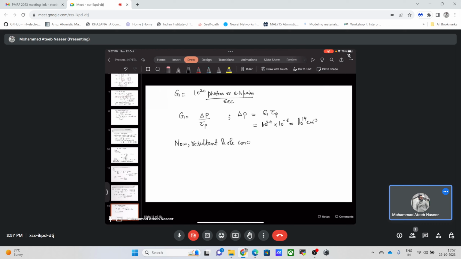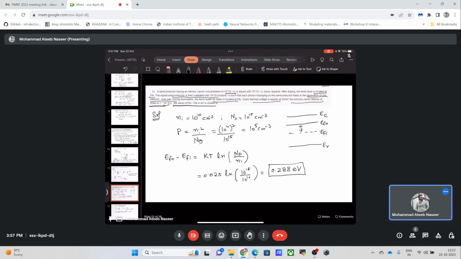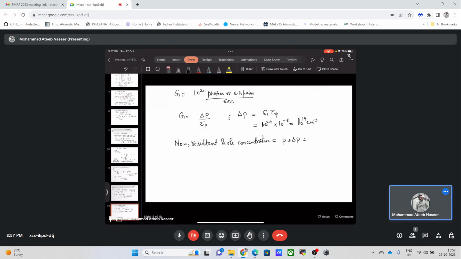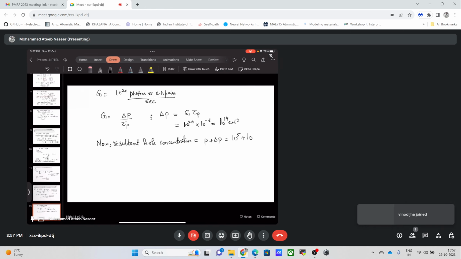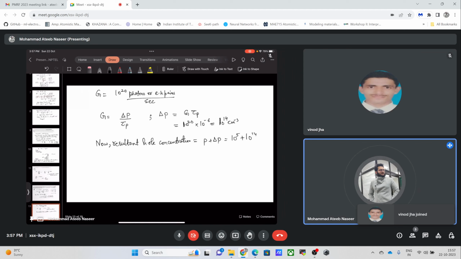The resultant hole concentration is simply the original hole concentration plus this excess hole concentration. The original hole concentration, which we found out, was equal to 10 to the power of 5. So it is 10 to the power of 5 plus 10 to the power of 14, which approximately is equal to 10 to the power of 14 per cubic centimeter.